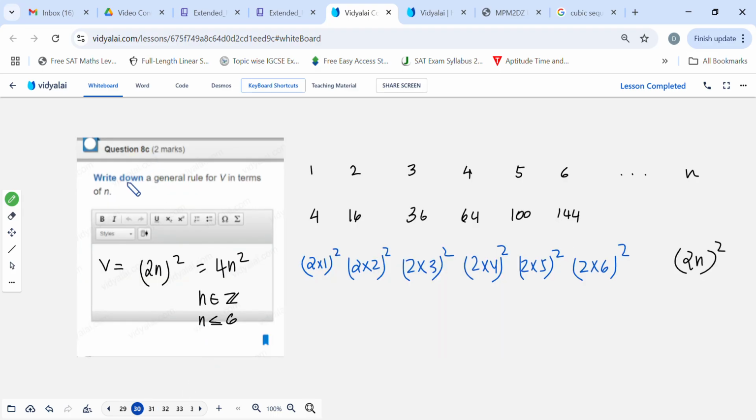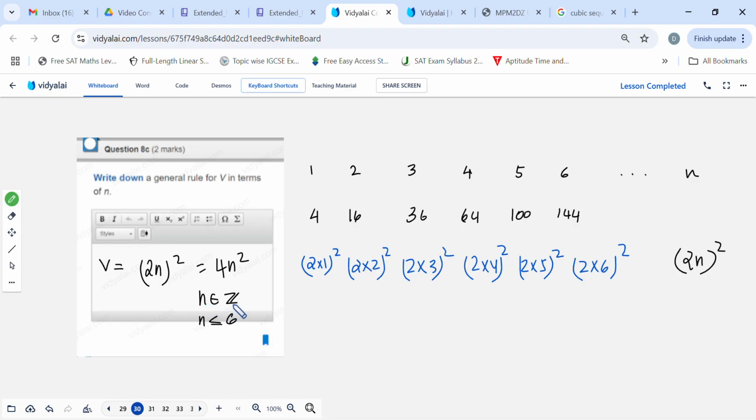Now 8c is to write a general rule for V in terms of n. So if we see the pattern here, 4, 16, 36, 64, 100, 144, etc. The values of n also, if you try to compare, this is 2 into 1 the whole square. This is 2 times 2 the whole square. This is 2 times 3 the whole square. This is 2 times 4 the whole square. This is 2 times 5 the whole square. This is 2 times 6 the whole square, and so on. So if you see the pattern here, the nth term will be 2 times n the whole square, or 2n the whole square, which is 4n square.